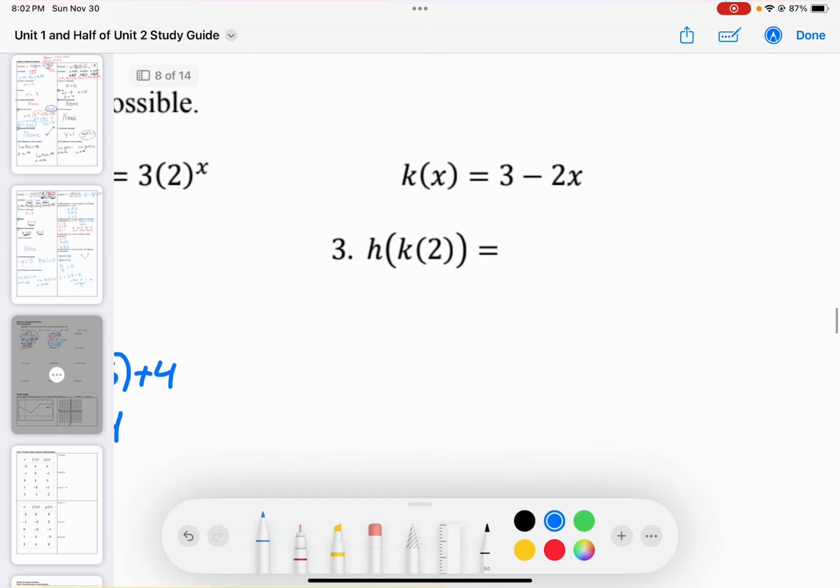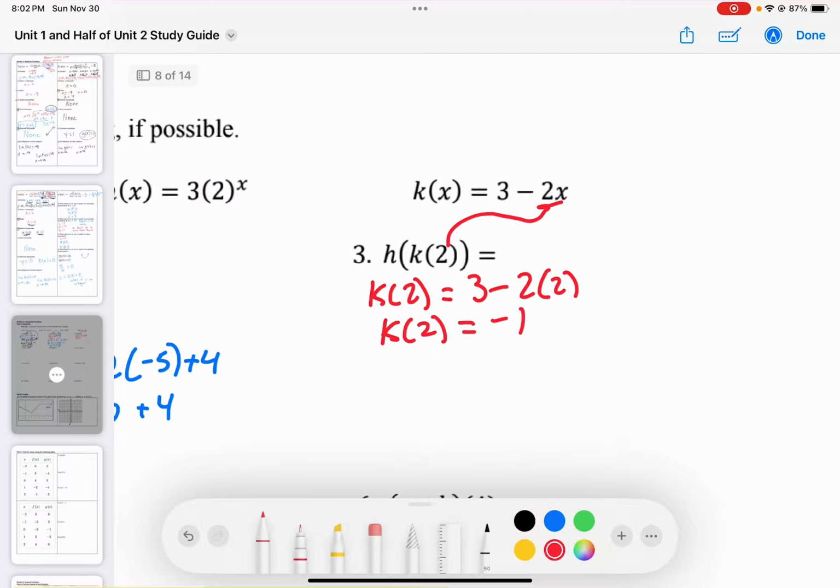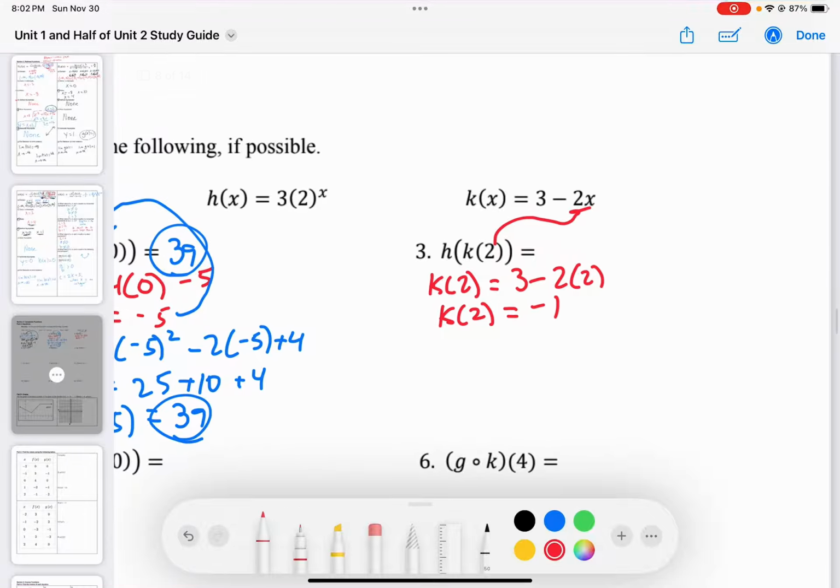Okay, the h of k of 2. So I'm going to substitute 2 into k. So the k of 2 is equal to 3 minus 2 times 2. That means the k of 2 equals 3 minus 4, negative 1. That becomes the input to h. So you get the h of negative 1 equals 3 times 2 to the negative 1.